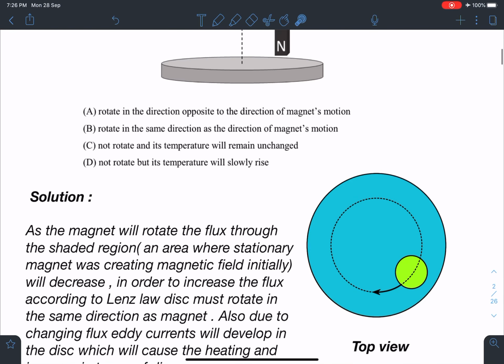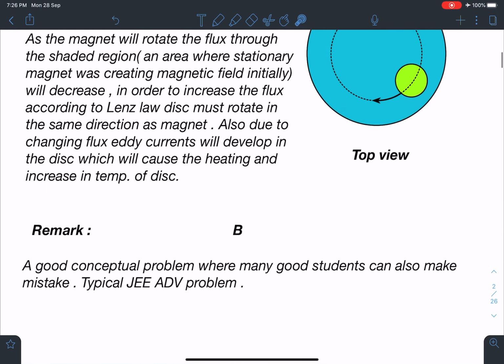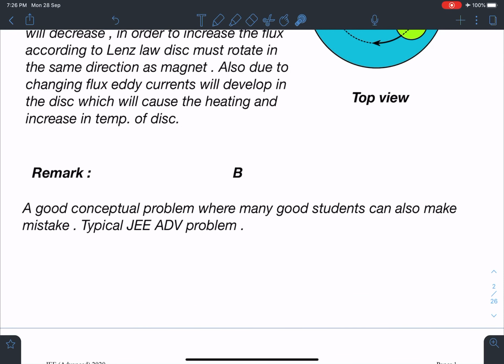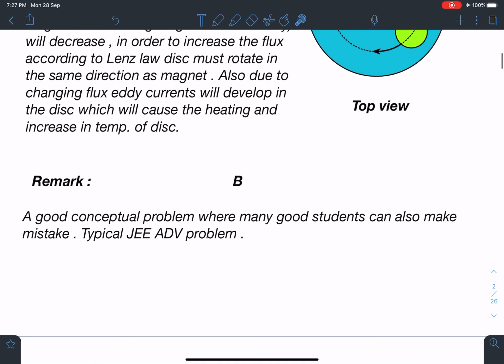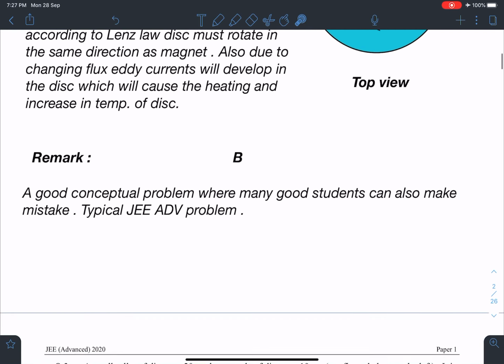The disk will rotate in the same direction as the direction of the magnet's motion. My view of this problem is that it's a very good conceptual problem where many good students can also make a mistake. I think those who are watching this video will realize it. If you are one of them who made a mistake in this, please leave your comment in the video. It's a typical JEE Advanced problem. Without calculation, you can solve this question. Next.